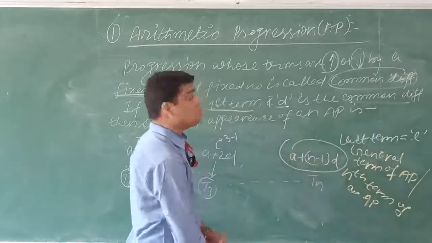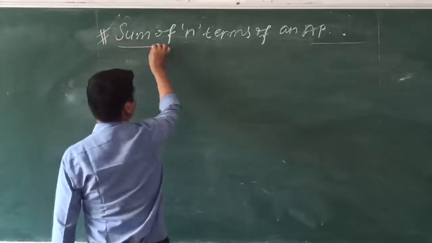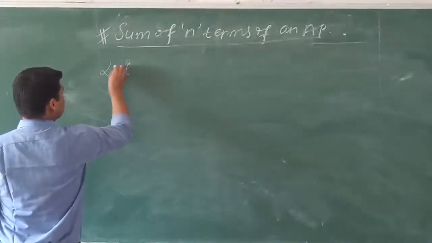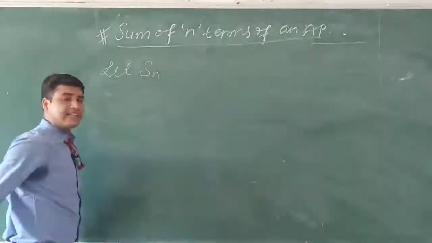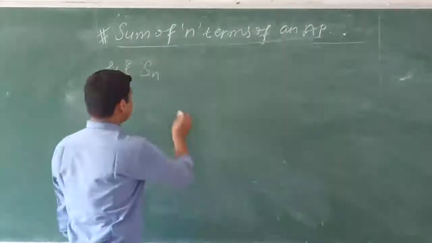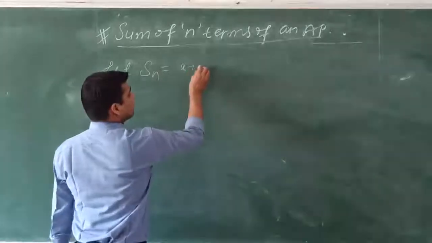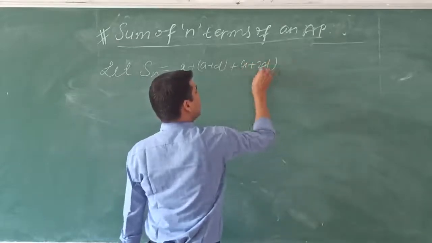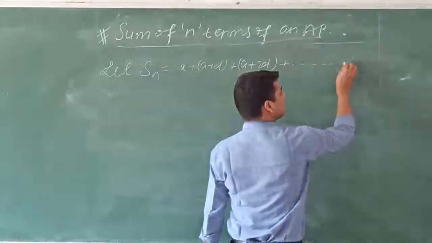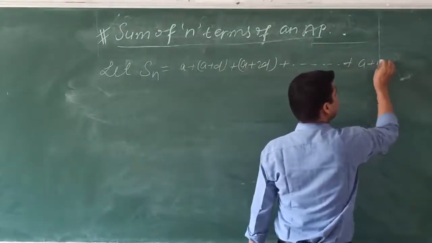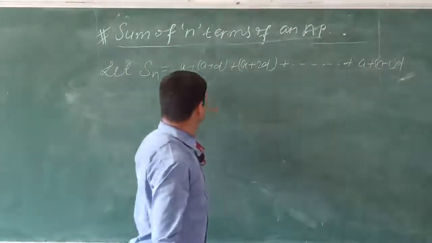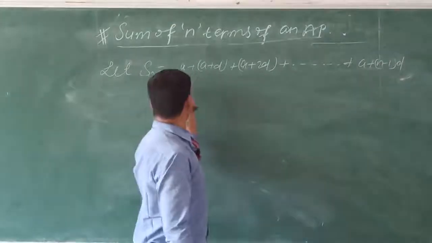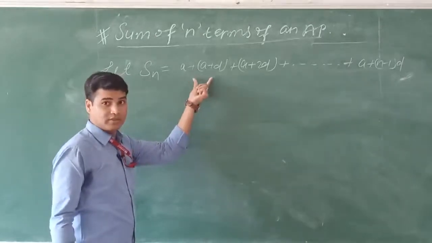Now we are going to discuss the sum of n terms. Our next heading is sum of n terms of an AP. Let Sn be the sum of n terms of an AP. We know that the first term is A, the second term is A plus D, the third term is A plus 2D, and in the same way the nth term is A plus n minus 1 into D. This is the sum of n terms of an AP, so we are adding the terms up to n.